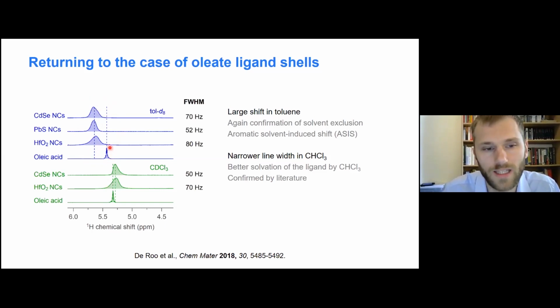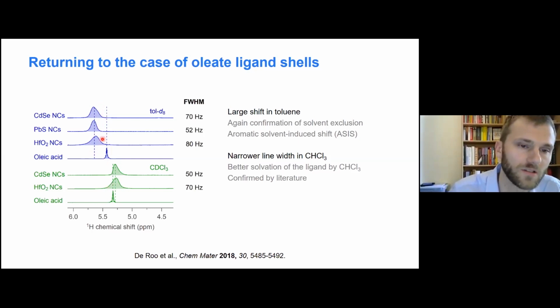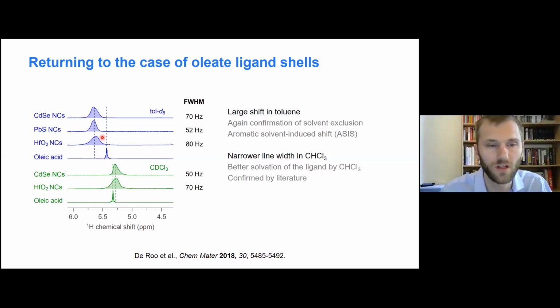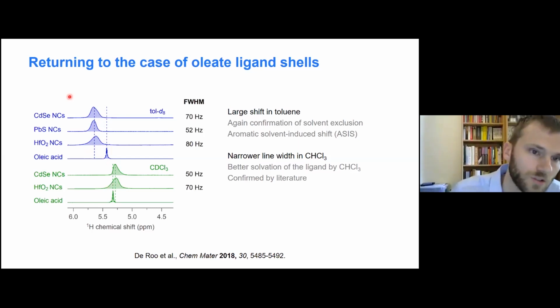A free oleic acid molecule, which is completely surrounded by an aromatic solvent, fully experiences that induced shift. While the bound ligands are not fully surrounded with aromatic solvent, they feel each other, so they are in a partly aliphatic environment. And so this supports again this hypothesis of solvent exclusion from the ligand shell. So that was a neat piece of data that we didn't understand for a very long time. Why was there such a shift in aromatic solvents, but not in solvents like chloroform?